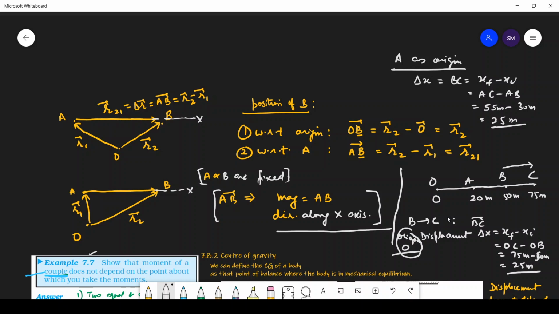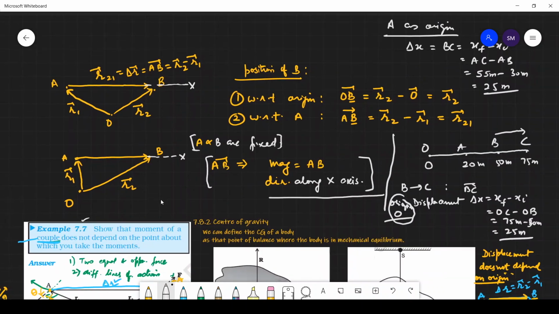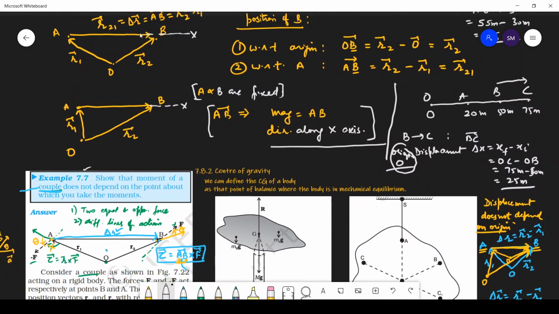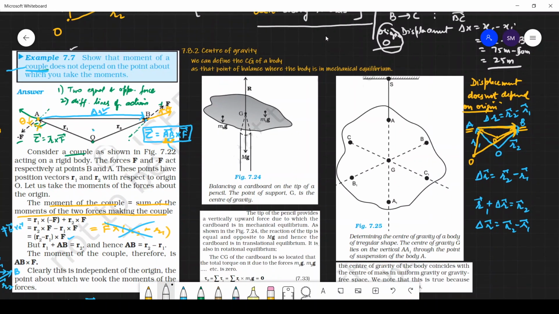See, displacement is independent of the origin. Any vector that you are considering, so here we are simply considering the vector AB. So this vector AB will remain the same irrespective of the origin. Okay? Yes sir.